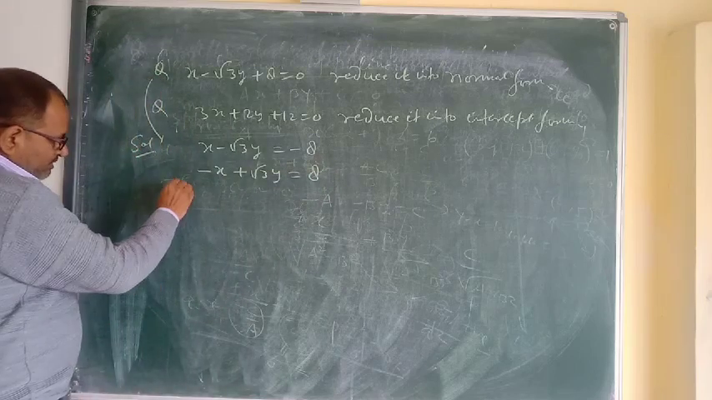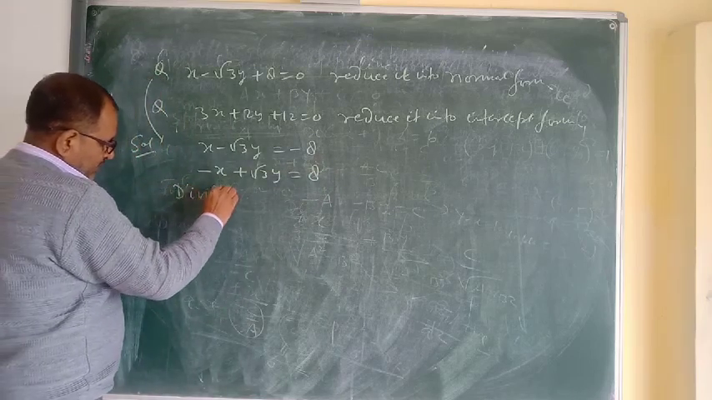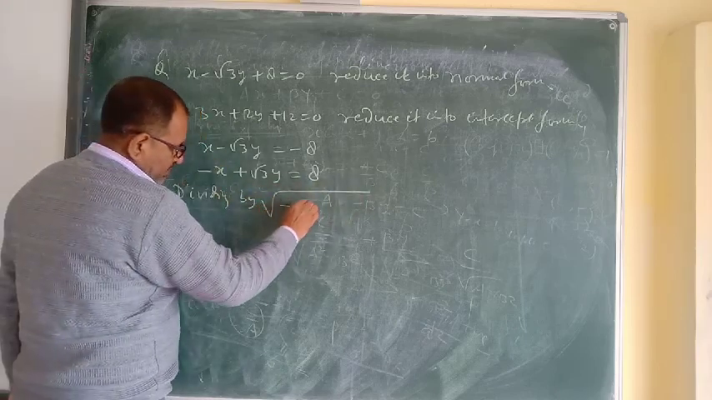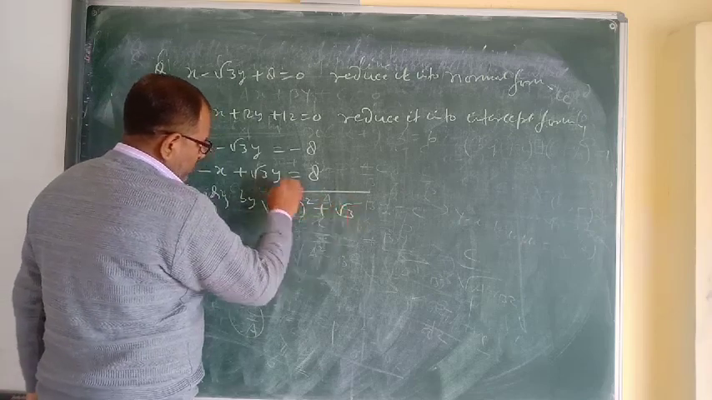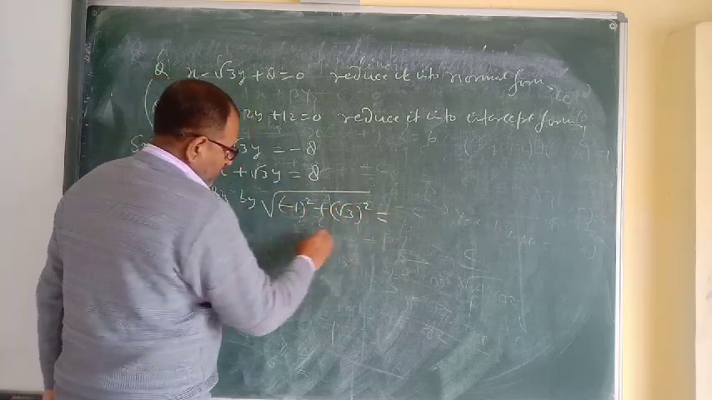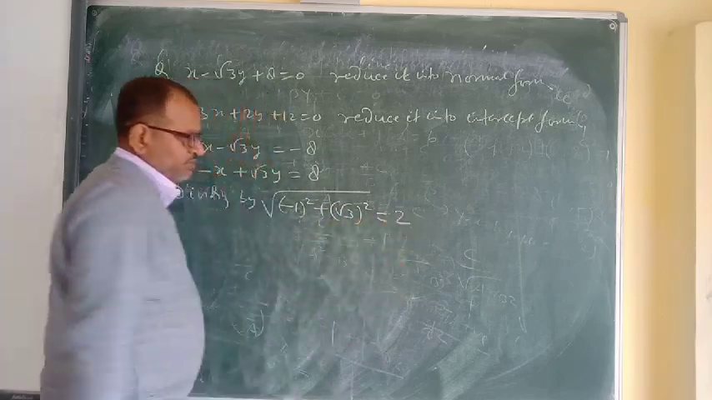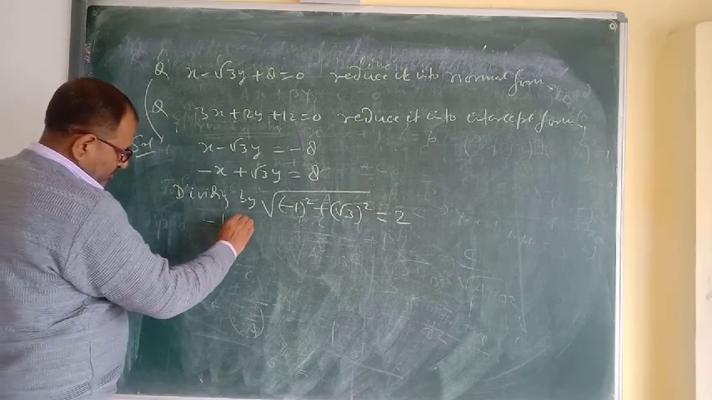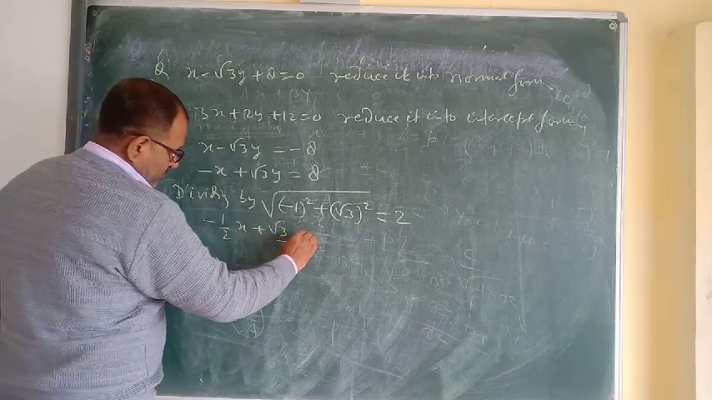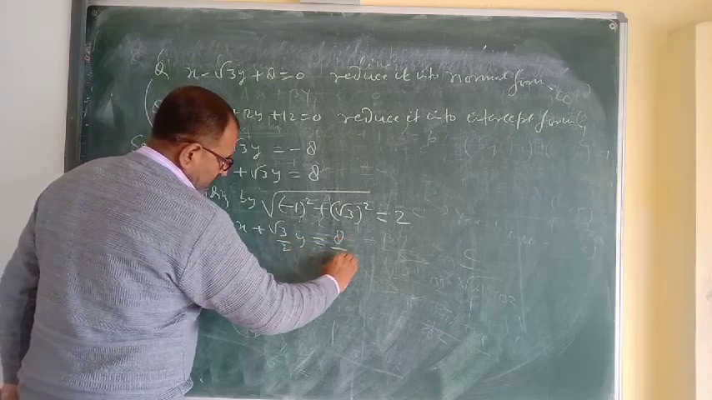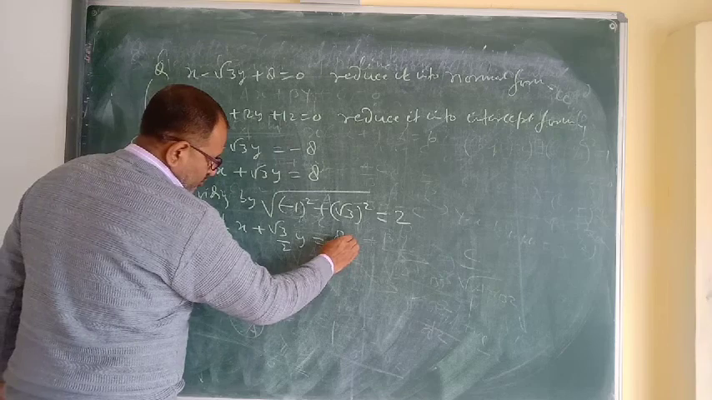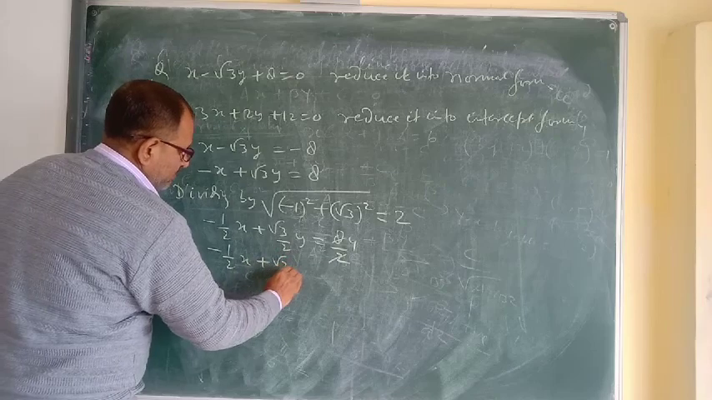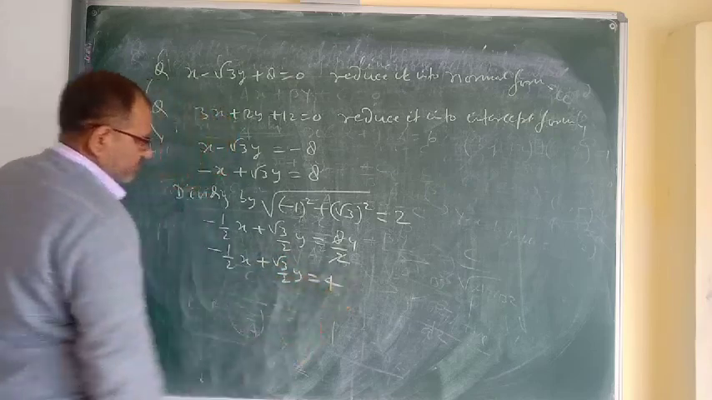After that we will divide. Dividing by what? Under root, the coefficient of x whole squared, meaning minus 1 squared, plus the coefficient of y whole squared. What will come? 1 plus 3, the square root will come 2. So divide the whole equation by 2. So it is minus 1 by 2 x plus root 3 by 2 y is equal to 8 by 2. 8 by 2, 2 4s are 8. So minus 1 by 2 x plus root 3 by 2 y is equal to 4.